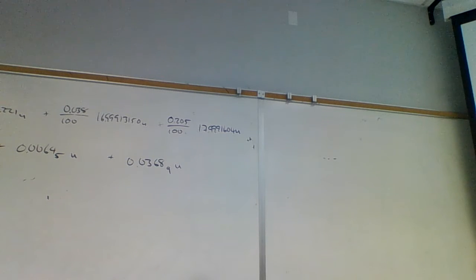15.95, oh wait, this is going to be 18, right? 15.998 U. 15.998 U is the average mass of the oxygen atom.